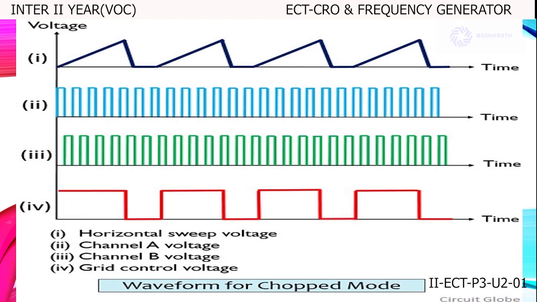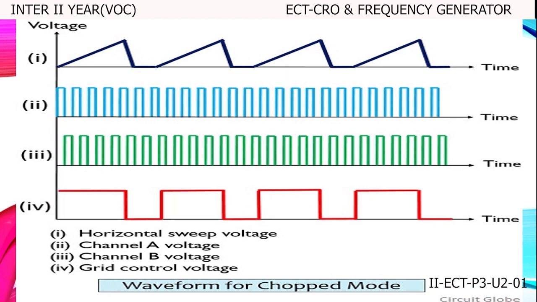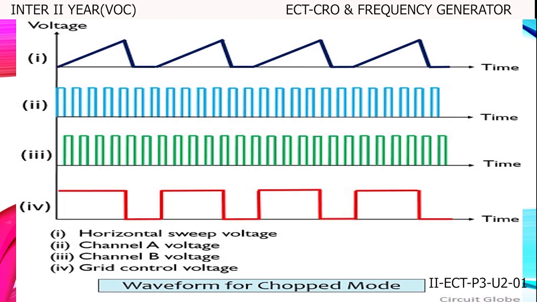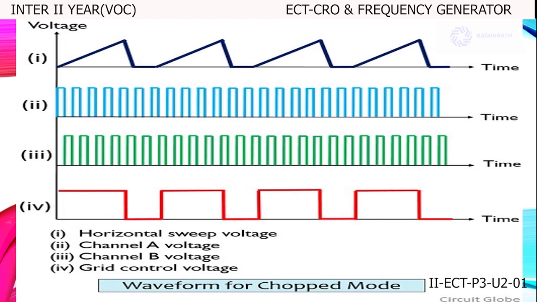When the chopping rate is faster than the rate of horizontal sweep, then the separately chopped segments will be merged and recombined to form the originally applied channel A and B waveforms on the screen of the CRT. However, if the chopping rate is lesser than the sweep rate, then it will definitely lead to discontinuity in the display. Therefore, in such a case, alternate mode is more suitable.